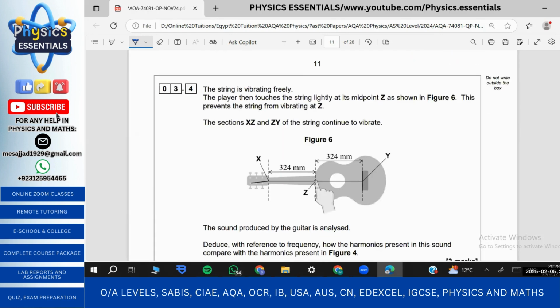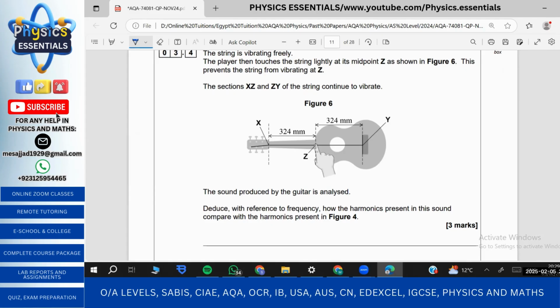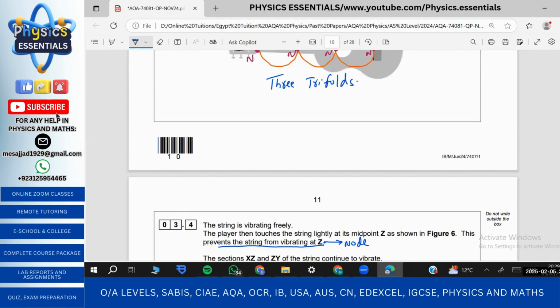Okay, 3.4. The string is vibrating freely. The player then touches the string lightly at its midpoint Z, as shown in figure 6. This prevents the string from vibrating at Z. So when the string is prevented from vibrating at Z, it means that point is your node. The sections XZ and ZY of the string continue to vibrate.